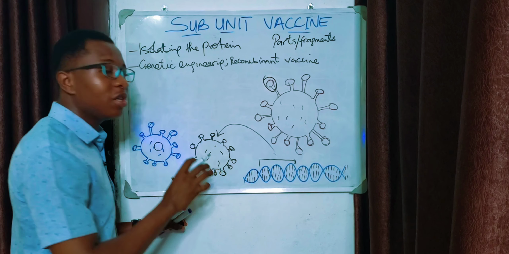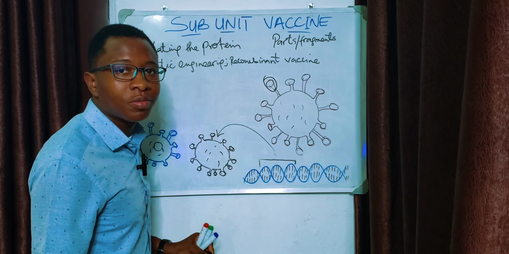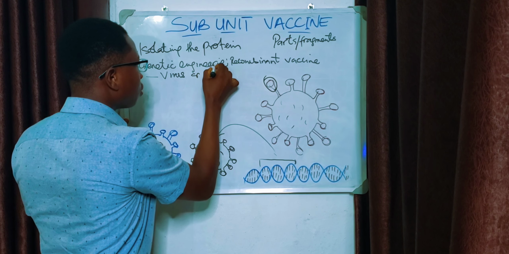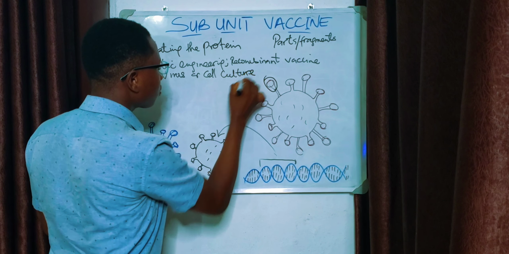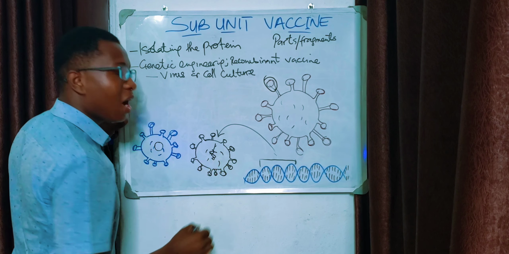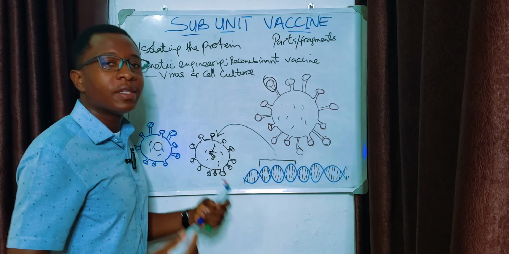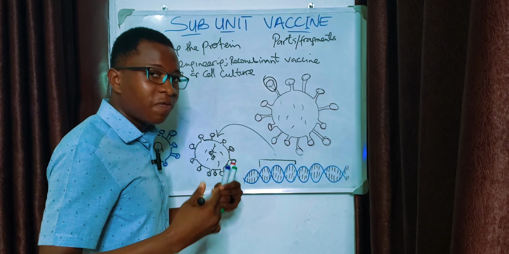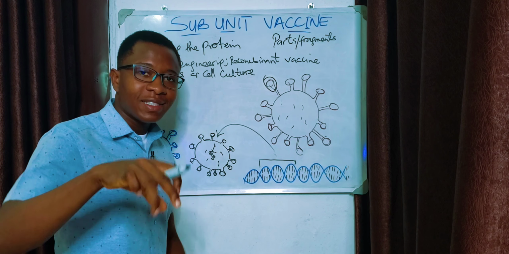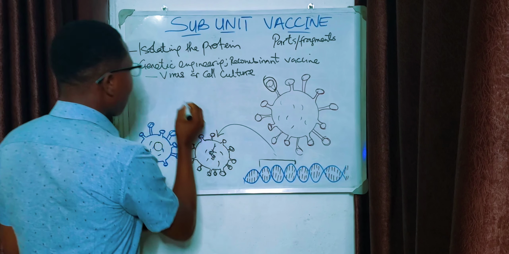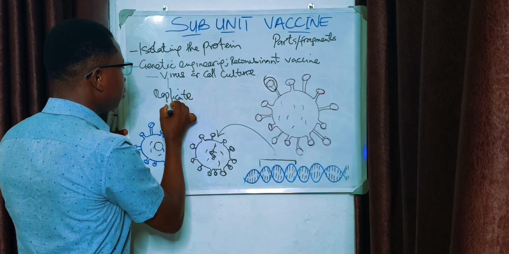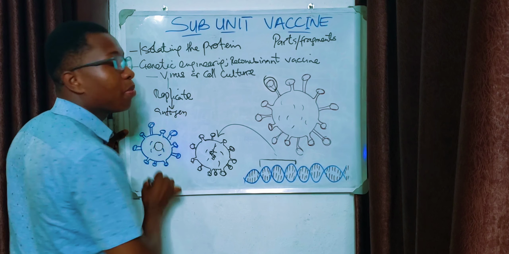Okay, it can be inserted into a virus or a cell culture. So this uses virus or cell culture. When it is inserted into a new virus, what happens is that when this virus replicates, virus normally replicates, they will be able to produce that antigen. The same thing happens. So when virus replicates, they produce the antigen that can be used as a vaccine.